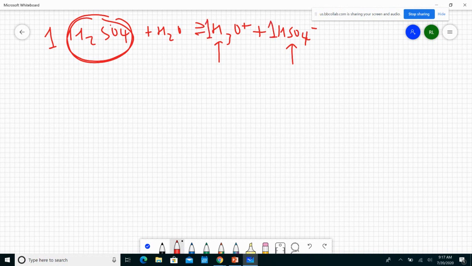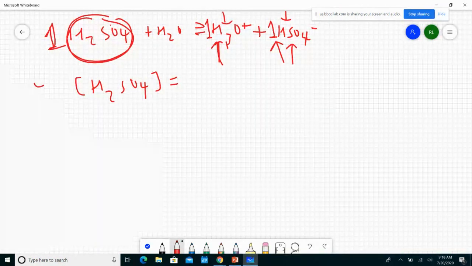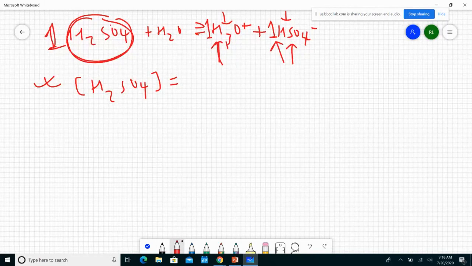So without further setting up the ice table, what I can say is the concentration of H2SO4, this is a very strong acid, will equal the concentration of H3O plus and HSO4 minus. Because remember, it's 1:1 molar, right? So think about it this way. 1 mole of H2SO4 breaks down to form 1 mole of H3O plus and 1 mole of HSO4 minus. Since the volume is going to be the same, that's why I'm making a claim that H2SO4, since it is a strong acid, is going to have the same concentration as H3O plus as well as HSO4 minus, which for me has been given in the question, right?